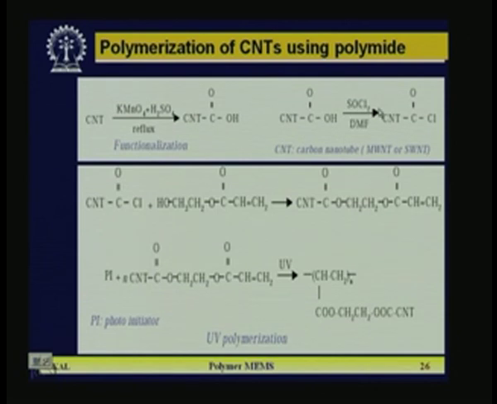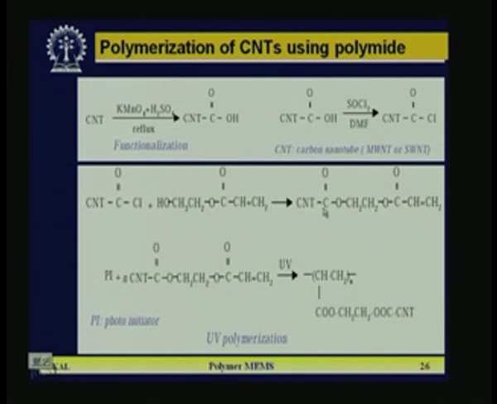Now, with SOCl2, you can get CNT-COCl, where the OH group is replaced by a chlorine group. After replacing with the chlorine group, the functional group is again reacted with some other functional organic material, which you can see here, CH2=CH-CH2-O, with oxygen. This organic functional group is added to the CNT and chlorine mixture, and you get this particular product.